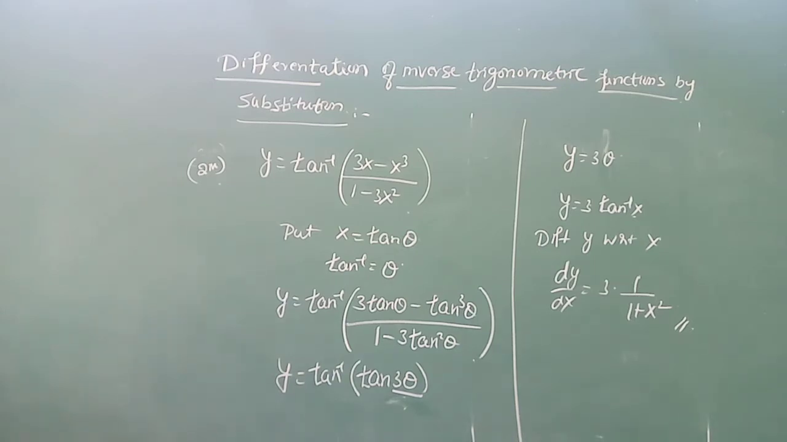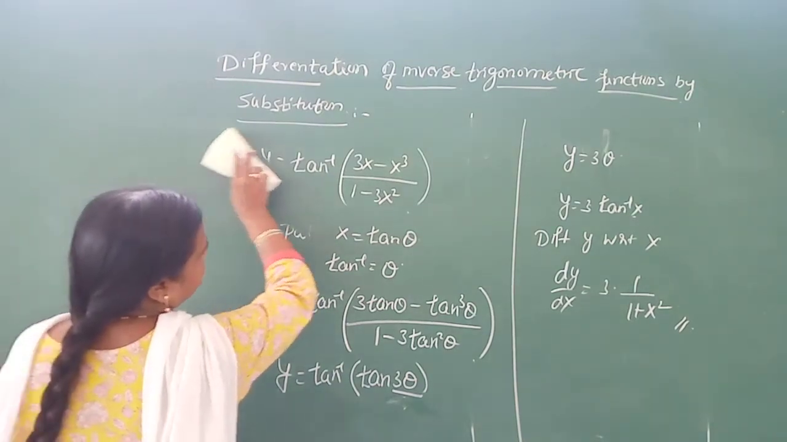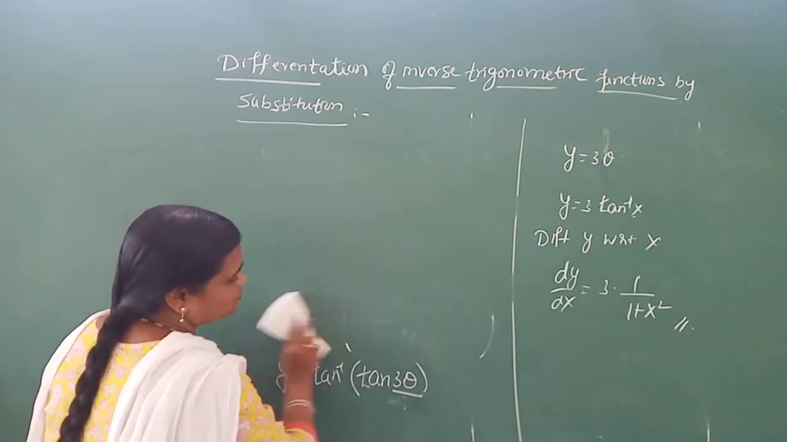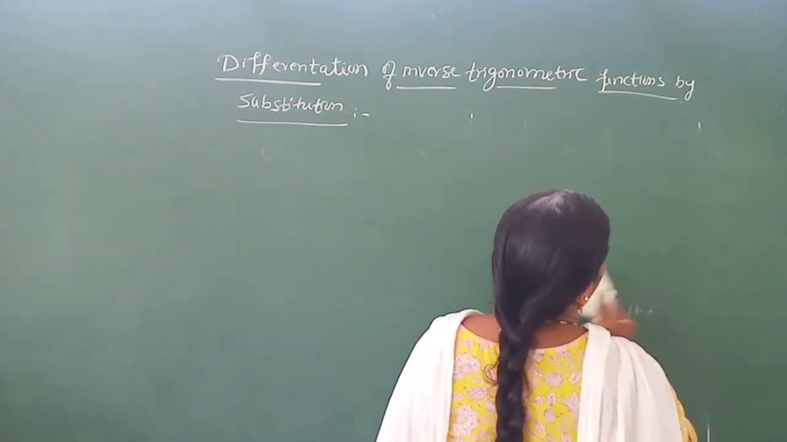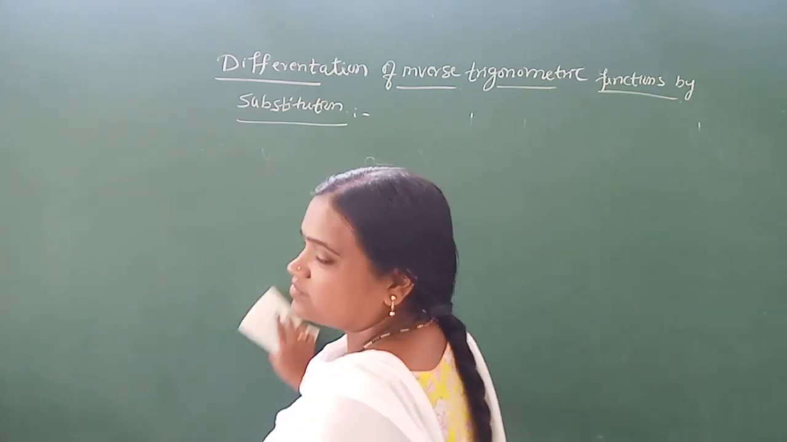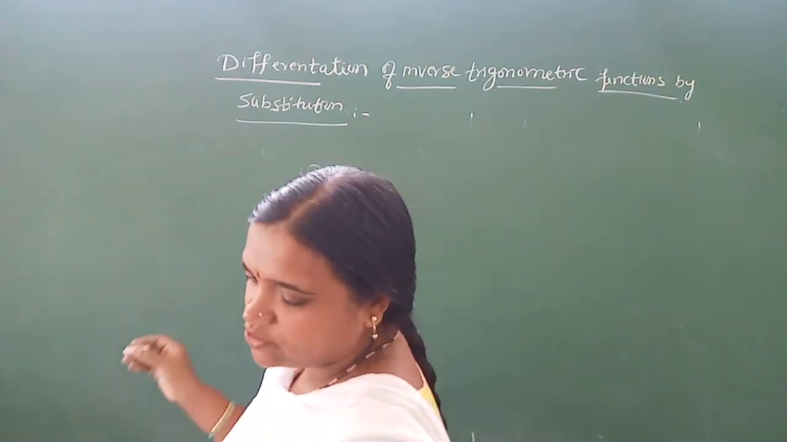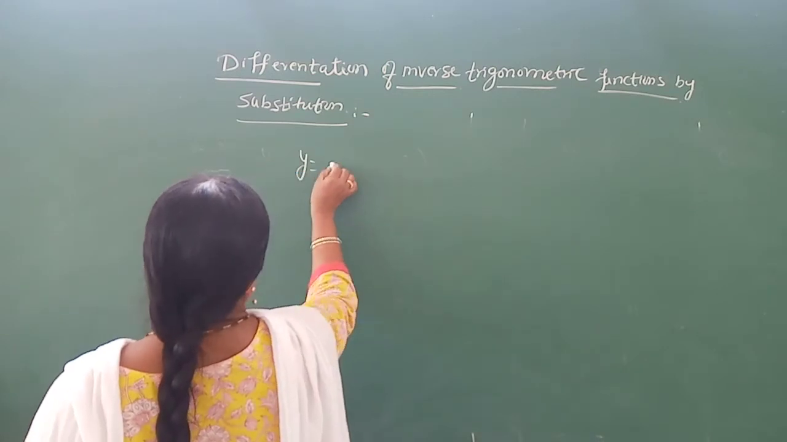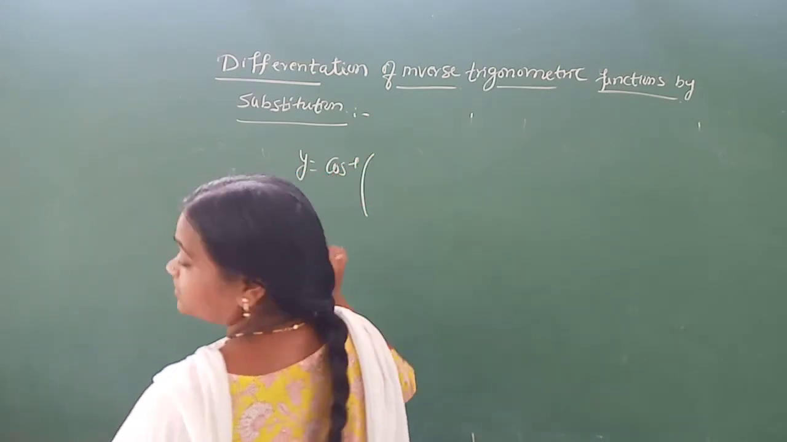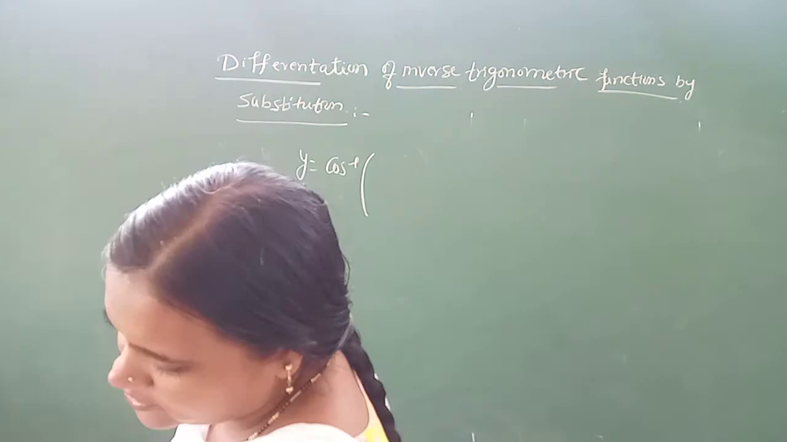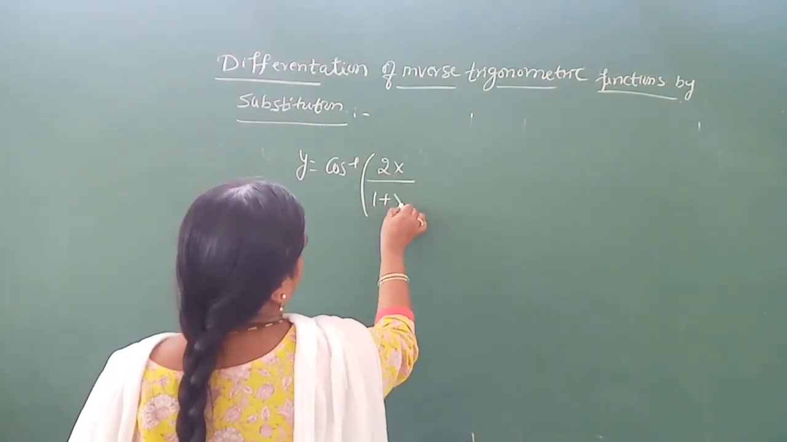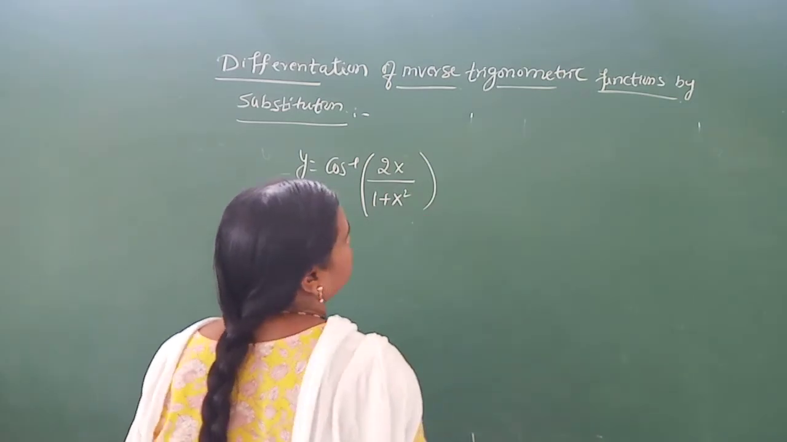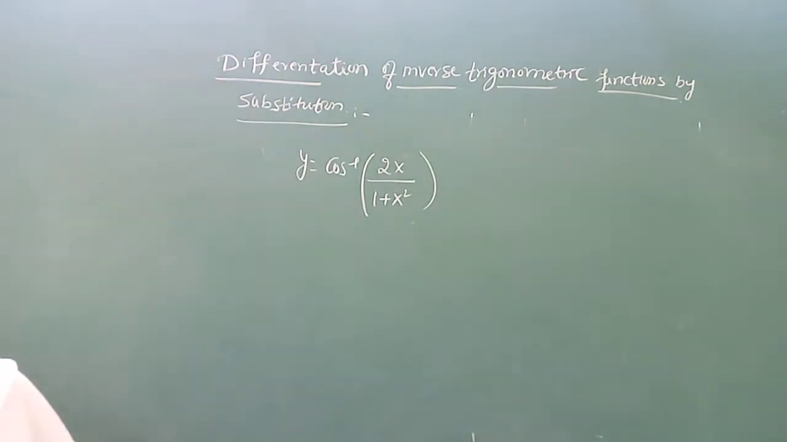Okay, we will take the next example. Next is y is equal to cos inverse of 2x by 1 plus x square.